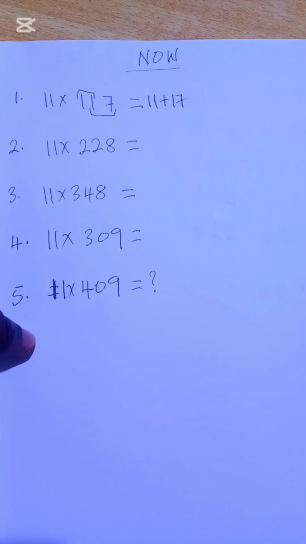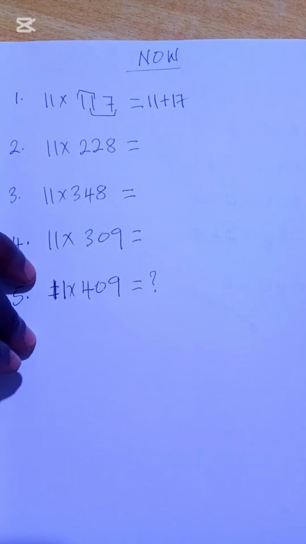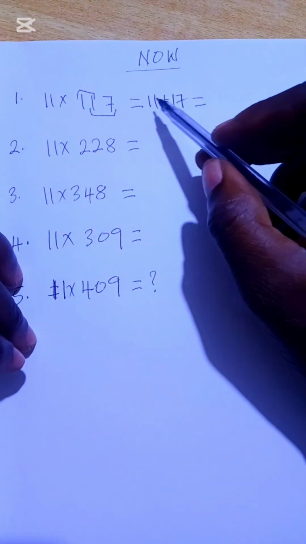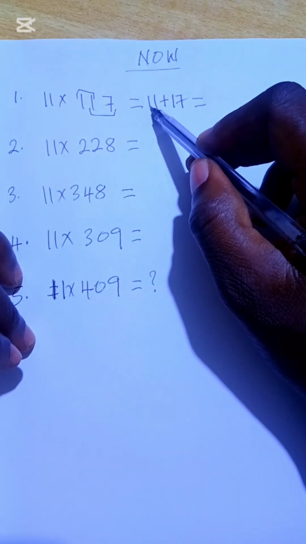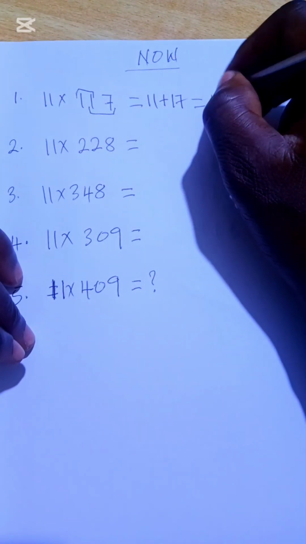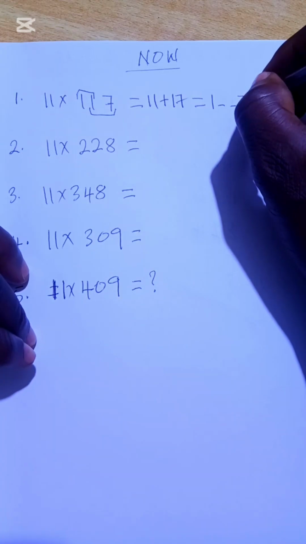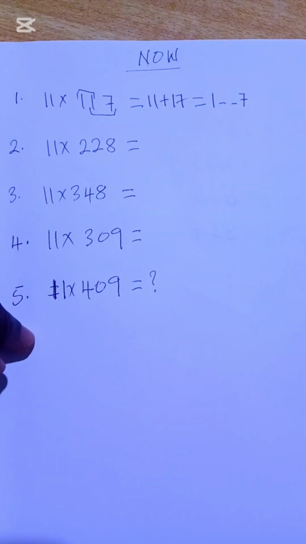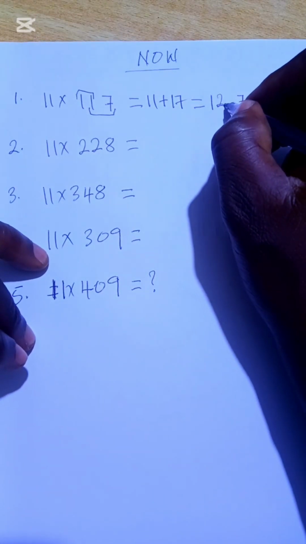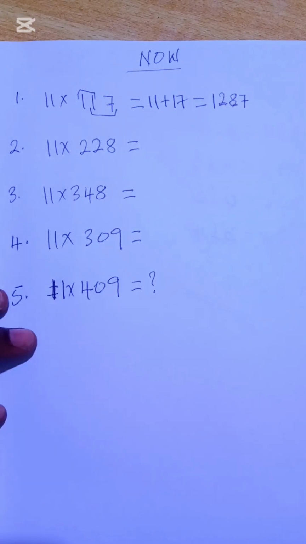Good. Now, when you add 11 to 17, you get 28, but that is not a big deal. The deal is here. Pick the first number here, which is 1, and the last number here, which is 7. So you write 1. Leave 2 spaces because you will get a two-digit number plus, and then you write your 7. So now, 11 plus 17 will give you 28. So this becomes your answer.